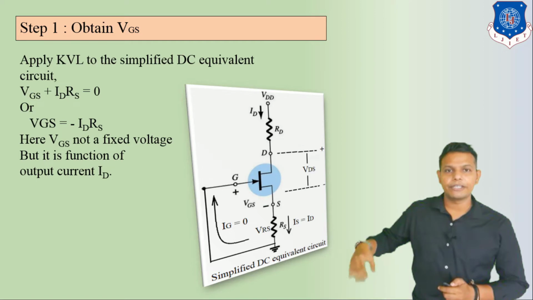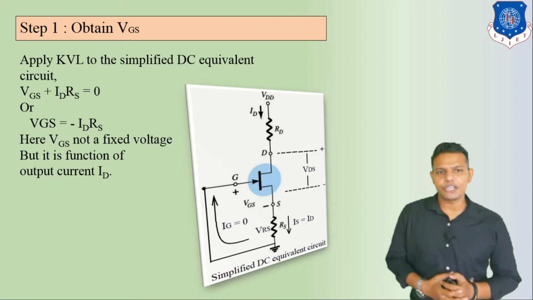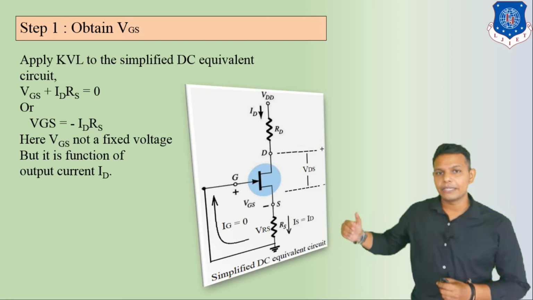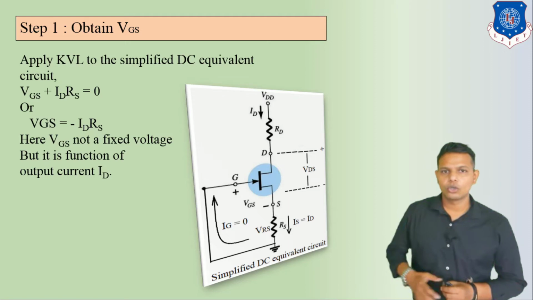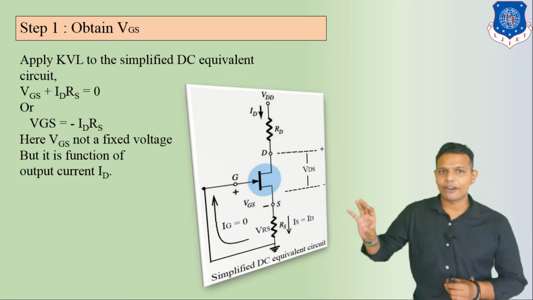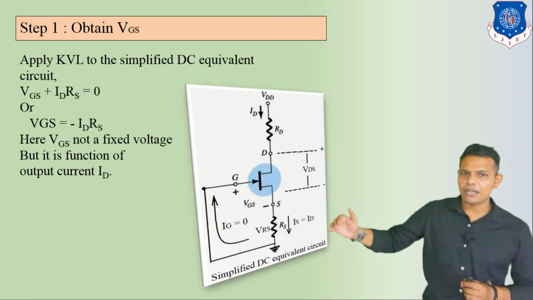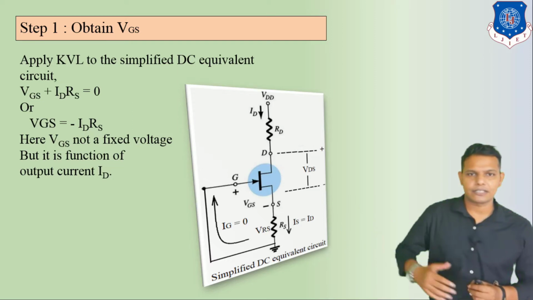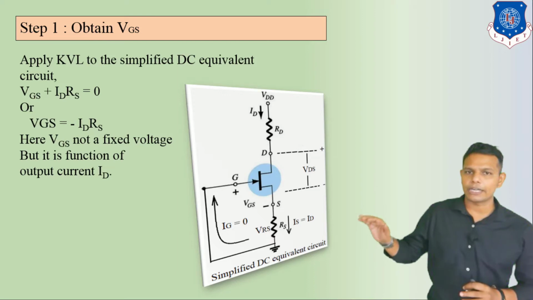Now solve it with the mathematical expressions. Step number 1, obtain VGS. VGS is always obtained from the input side, and VDS from the output side. So simply apply KVL in this simplified DC equivalent circuit. VGS plus IDRS is equal to 0, so VGS is equal to minus IDRS. Here VGS is not a fixed voltage, but it is a function of the output current ID.